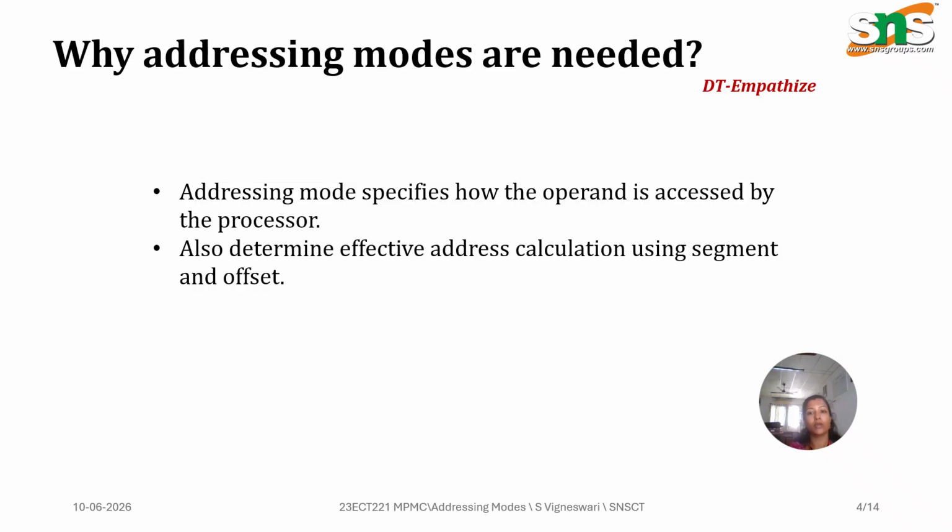Similarly, the processor can access the data using different methods depending on where the data is located. Hence addressing modes provide flexibility in accessing the operands, and they help the processor determine the effective address of the data, thereby reducing the complexity of programming. Without addressing modes, every instruction would have to specify the complete memory address, making programs larger and less efficient.